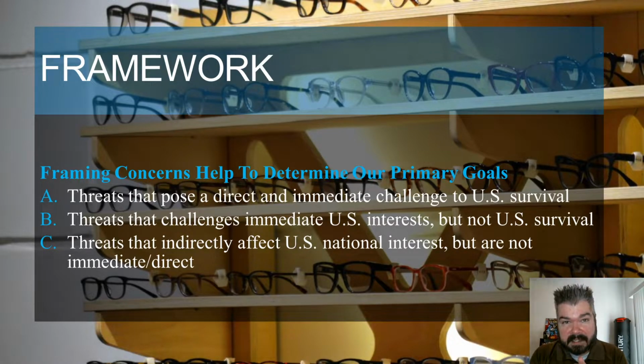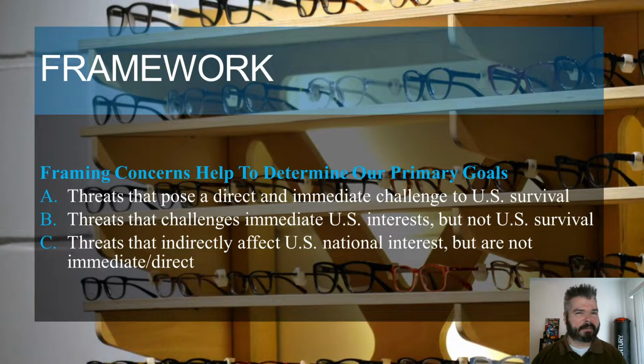The B list lists threats that challenge immediate U.S. interest, but not necessarily our direct survival. And then we get the C list, which lists threats that indirectly affect U.S. national interest, but are not immediate, nor are they direct. So this is a framework that we use to try to understand and rank, to try to give some kind of priority to foreign policy issues.